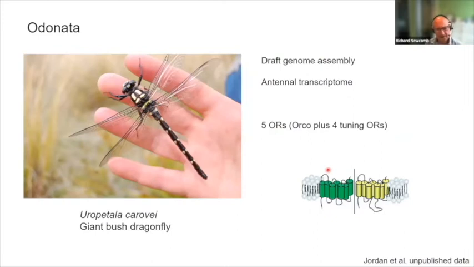We sequenced the giant bush dragonfly, perhaps more basal in the phylogeny of insects, one of the first flighted insects. We found in the genome of this organism an orco and 4 ORXs or tuning receptors. So it has a very small repertoire of these odorant receptors. And of course, as you'll know, dragonflies are quite visually orientated. So it's interesting to ask the question whether they had a low number because they don't use olfaction, or whether we've captured something early in the evolution of olfaction in insects.